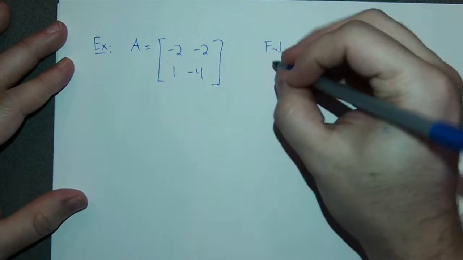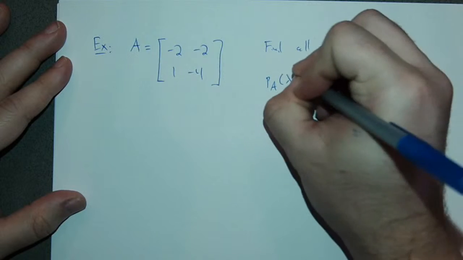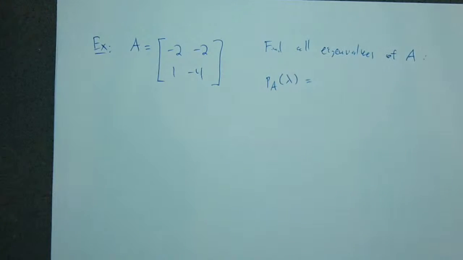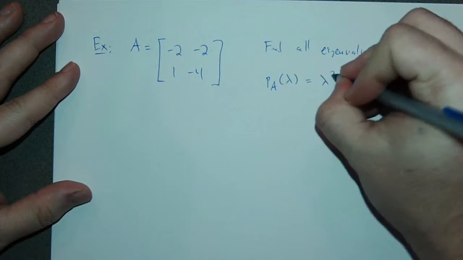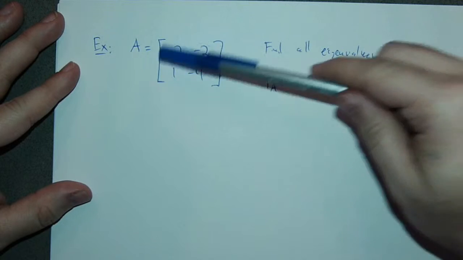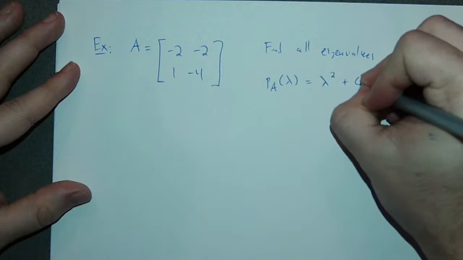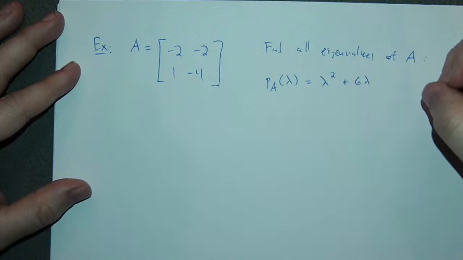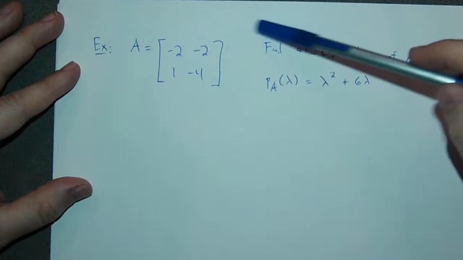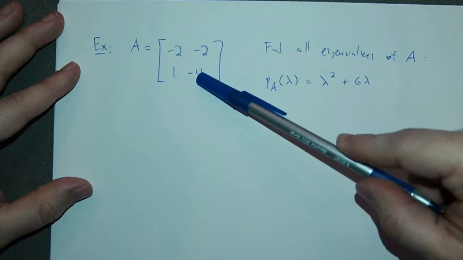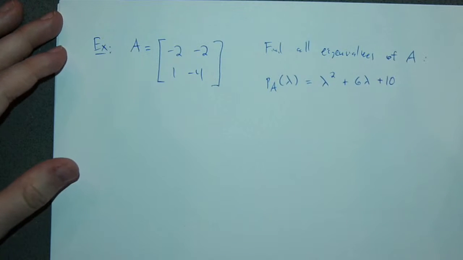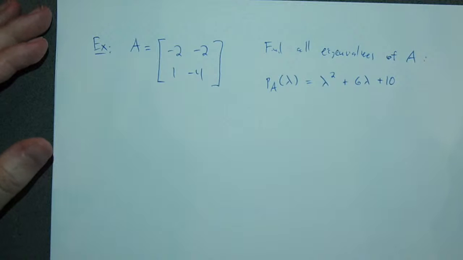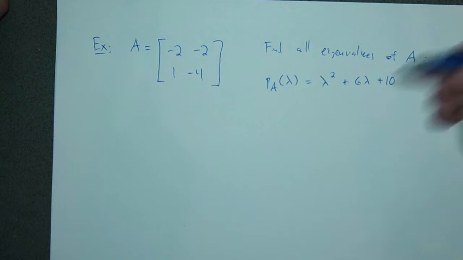Well, I need to find the characteristic polynomial first. I could write this in terms of z or lambda, whatever. So this is lambda squared minus trace of A, so that's minus minus 6, so that's plus 6 lambda, plus determinant of A, which if we've done this correctly is minus 2 times minus 4, so that's 8, minus 2, so that's 10. Oh, wow, how did it work out so well, right? And now I want to set this equal to 0.